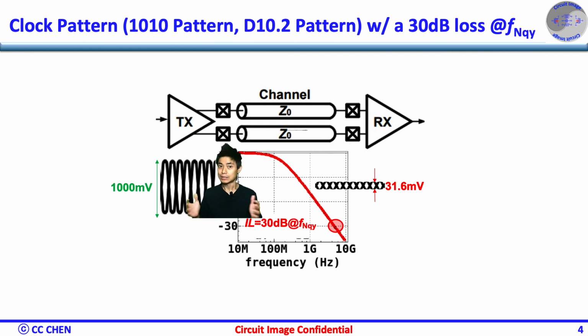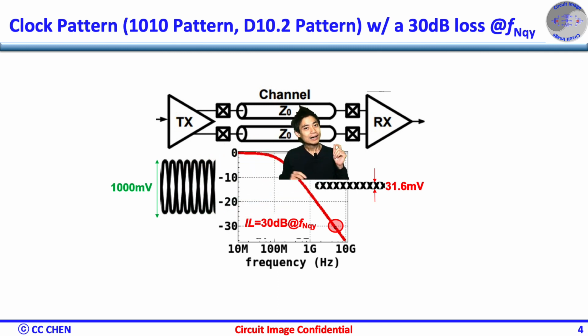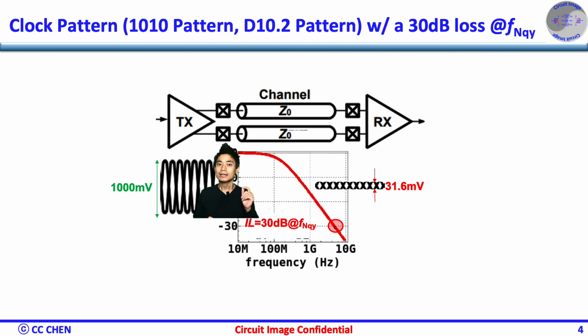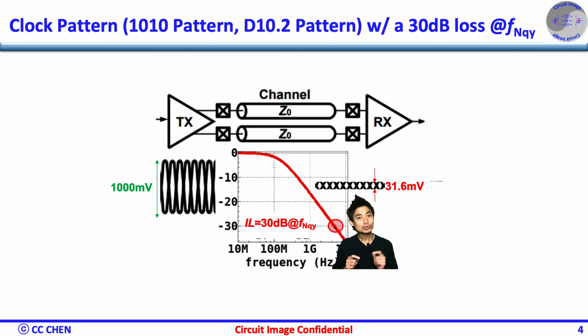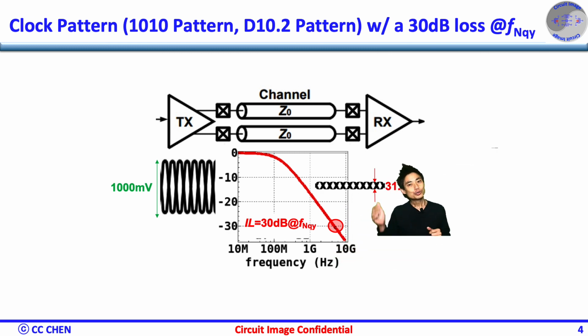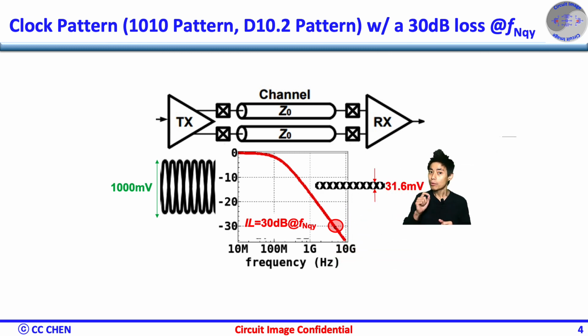D10.2 pattern, etc. First of all, let's look at the link of a high channel loss in order to give you some idea of what the swing image looks like. We not only provide the 1000 mV at the TX output, but also show you a high channel loss of up to 30 dB at Nyquist rate. Therefore, you should imagine only 31.6 mV at the RX input after the 30 dB loss.